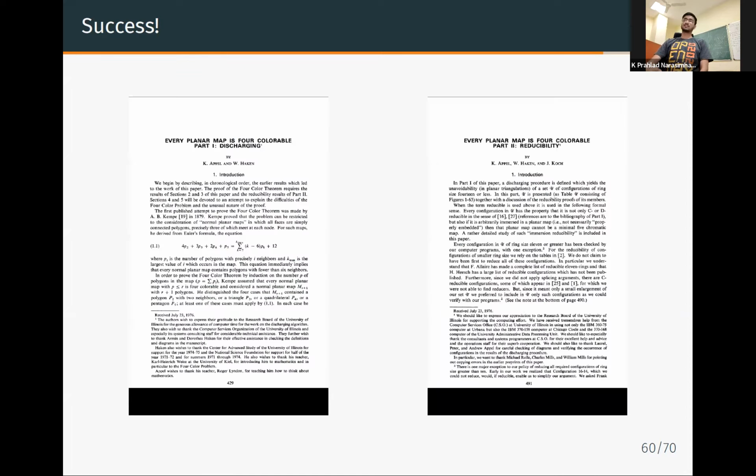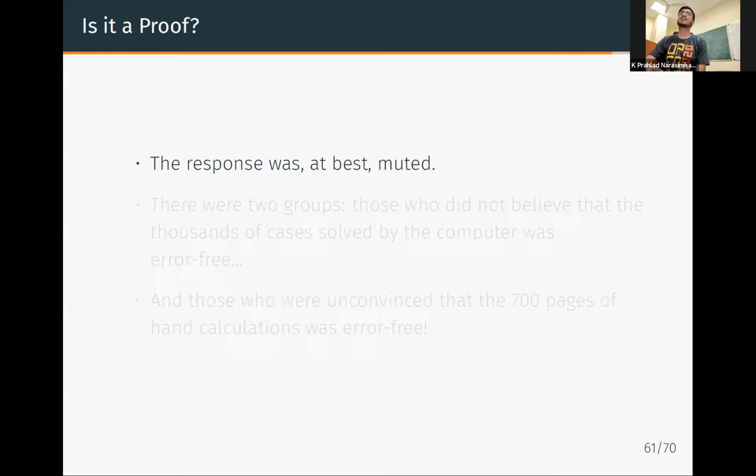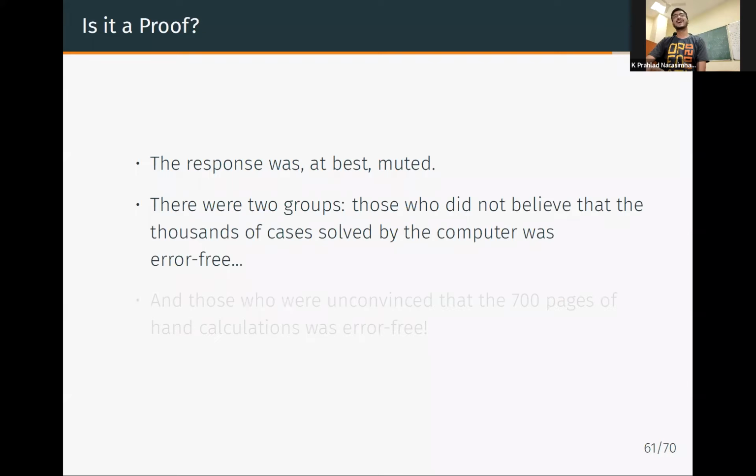Everyone's happy, kind of, sort of, ish, right? These were the two papers that essentially changed mathematics as we know it. Why? Because the response was muted. You'd expect, a 100-year-old problem was solved, everyone's ecstatic and champagne's about. Nope. There were two groups. One believed that the thousands of cases solved by a computer had errors. What if there's some error with a transistor somewhere? How do we know that the computer did everything right?